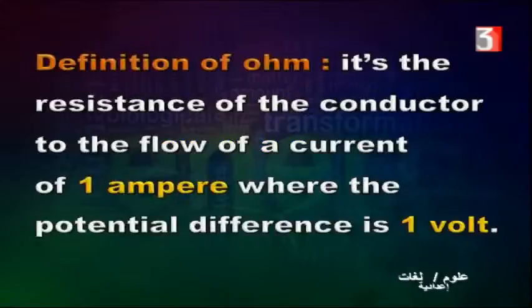Definition of ohm. Ohm is the resistance of a conductor to the flow of current of 1 ampere, where the potential difference is 1 volt. So, when electric current intensity in a conductor is 1 ampere and potential difference is 1 volt, the electric resistance is 1 ohm. This is the definition of ohm.